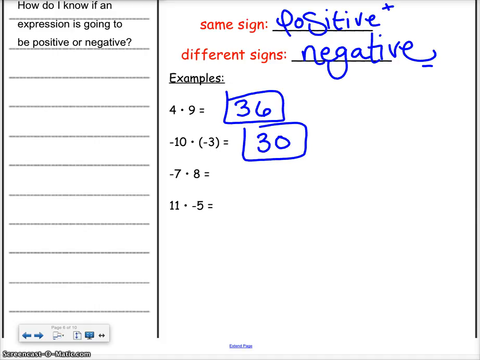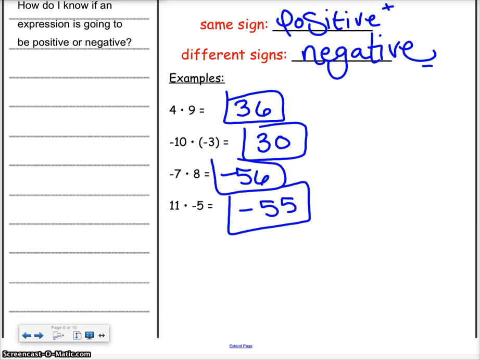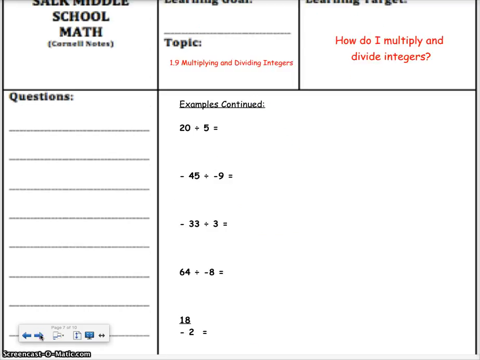Okay, brain's getting a workout today. Negative 7 times 8. 7 times 8 is 56. They're different signs, so it's negative. Okay, and the next one, 11 times negative 5. 11 times 5 is 55. They're different, so it's negative. Woo. Yes, we're doing good. Woo, more examples with division.